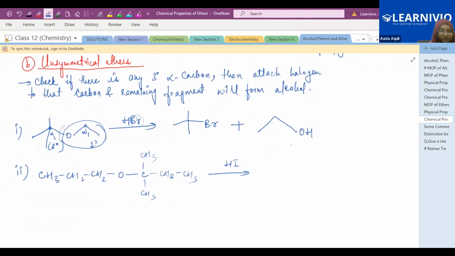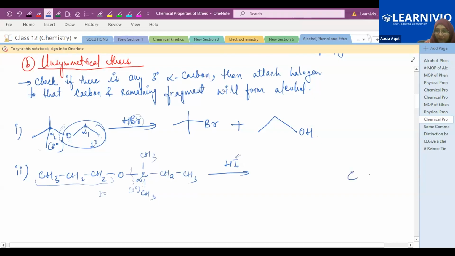CH3, CH2, CH2OH plus. Yes, this will form. So this is your oxygen. This is your alpha 1. So this is your tertiary one. This is your tertiary alpha carbon and this is your primary alpha carbon. So from this tertiary one you will break the bond, and to the tertiary alpha carbon you will attach the halogen atom.